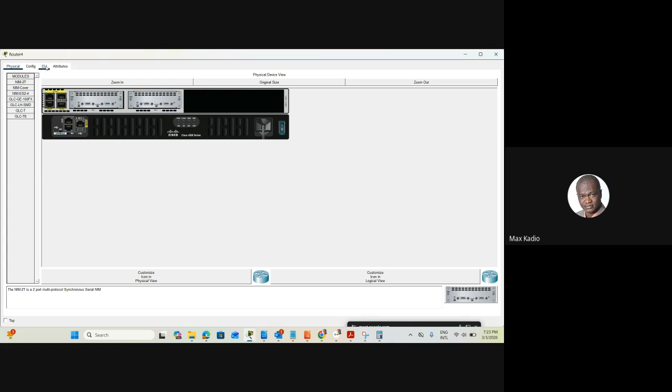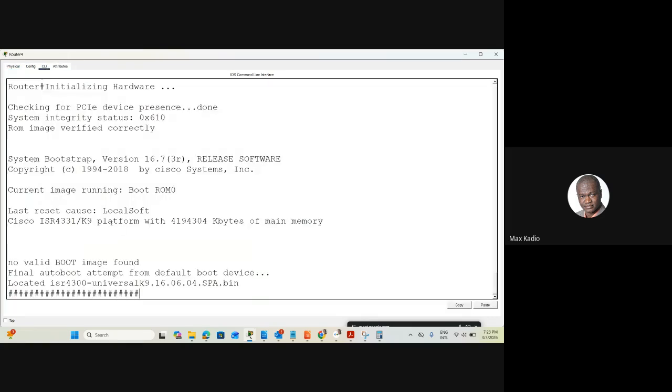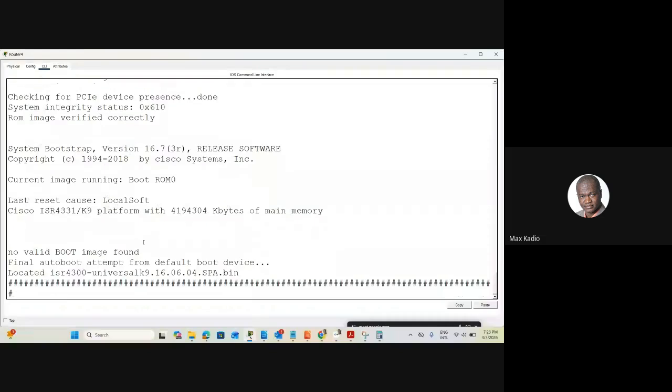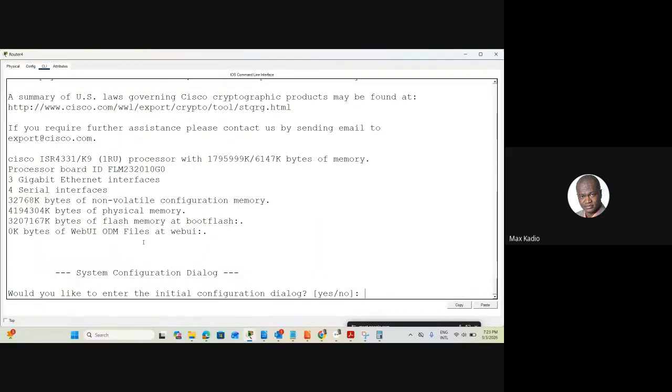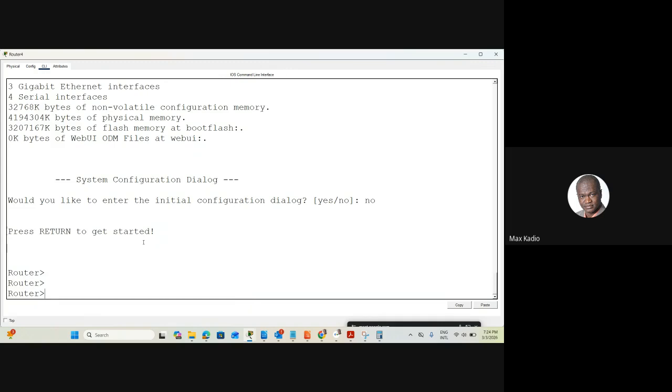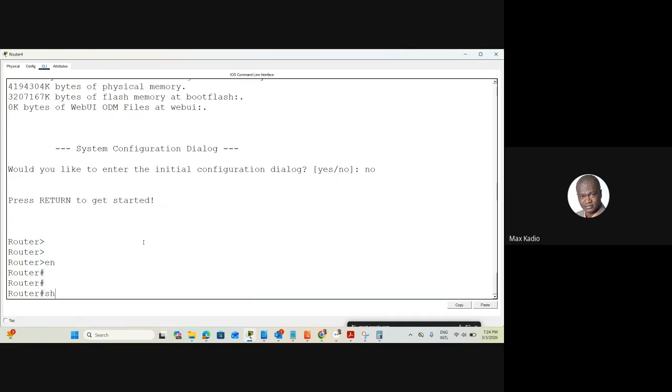You go to the command line interface. It's going to install the drivers of this card. The driver is software that will allow your router and this module to communicate. If it asks questions, say no, then enable, show IP.